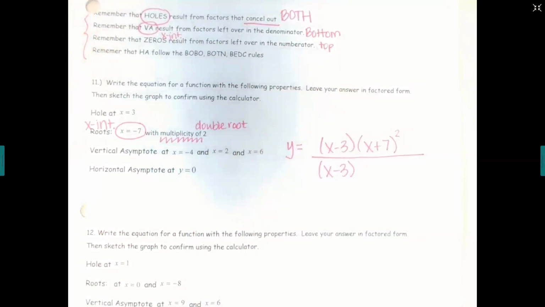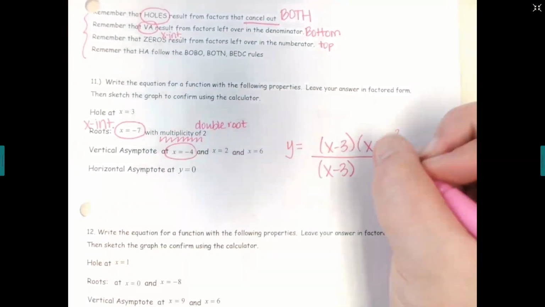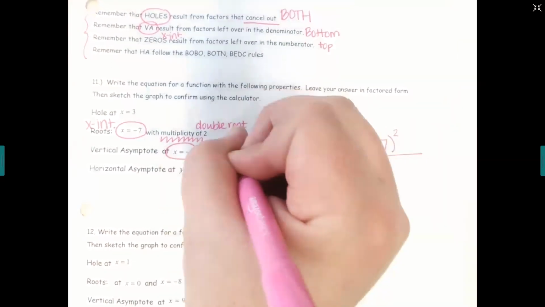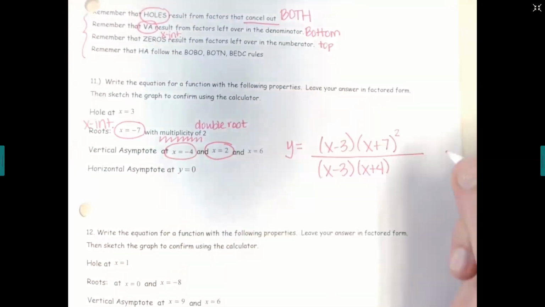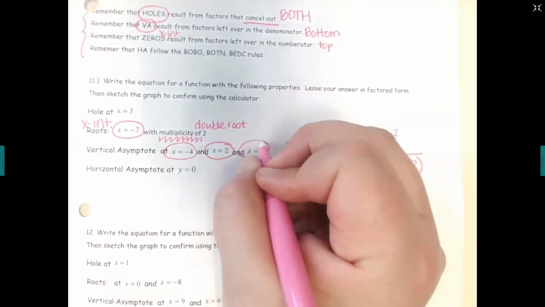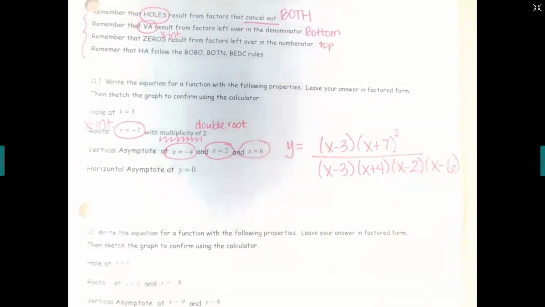Vertical asymptotes, where do those go? Top, bottom, or both? Okay, vertical asymptotes are found in the bottom. If I want one at -4, what would that parentheses have said? X plus 4. If I want one at 2, what would that have said? X minus 2. And if I want one at +6, I'd make it X minus 6.